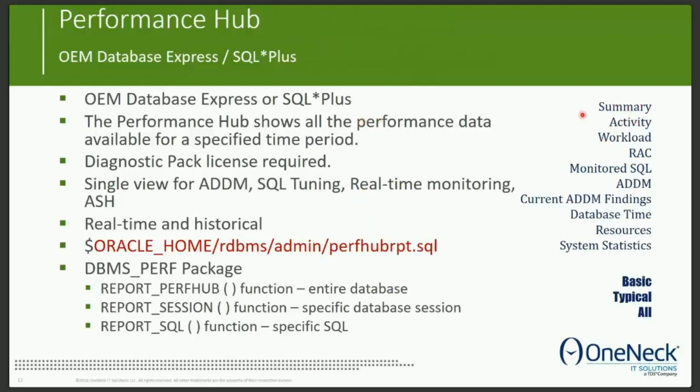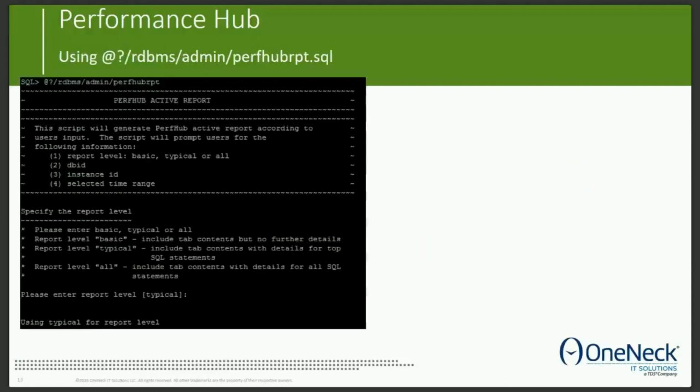These are the sections in the Perf Hub report: a summary section, activity, workload, RAC information, monitored SQL, ADDM findings if there were any during that time frame, database time and how it was spent, and resources and system statistics. There are three options for the report: basic, typical, and all. Typical is the default, and I always recommend you use typical, which gives you enough information. All is not required.